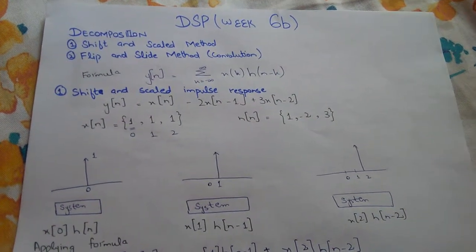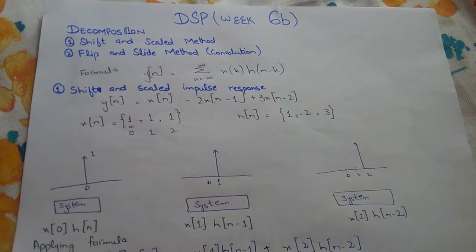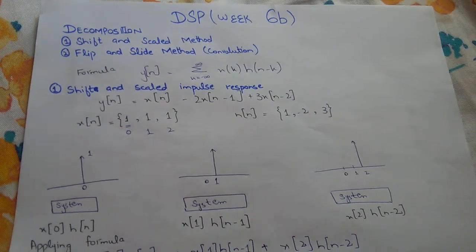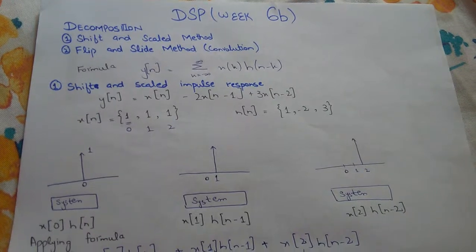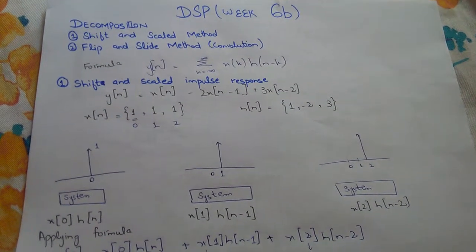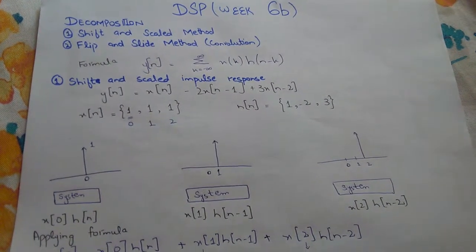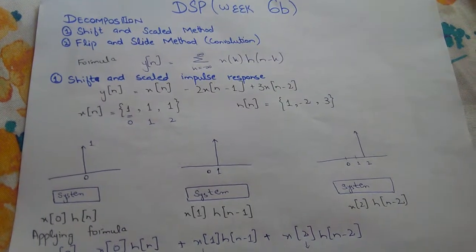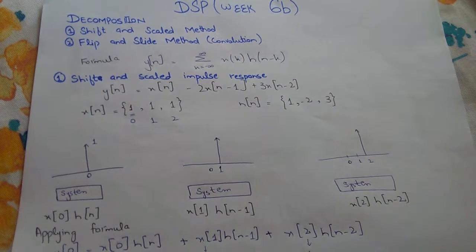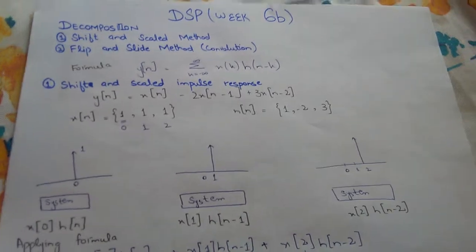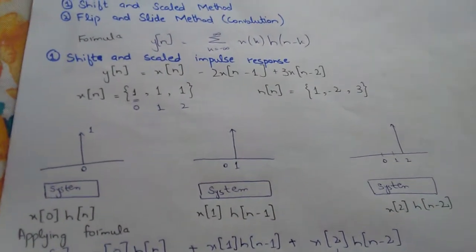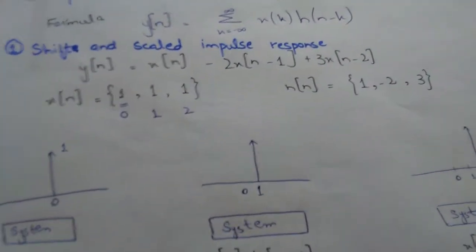The topic of discussion is decomposition, in which we study the shift and scaled method, and second, the flip and slide method. The formula for this is y of n is equal to summation k is equal to minus infinity to infinity x of k h of n minus k. First we consider the shifted and scaled impulse response.